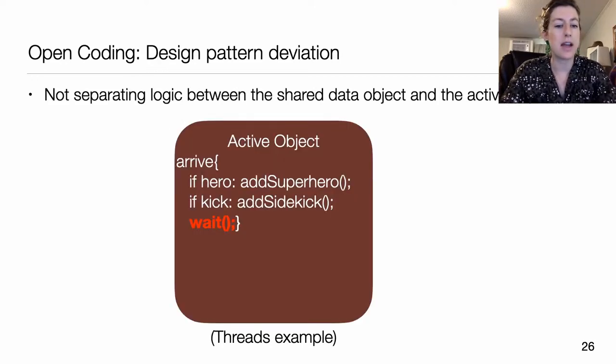At a slightly higher level of abstraction, students also deviated from the design patterns demonstrated in class by not separating the program logic between the shared data object and the active object. This example shows synchronization logic used within the active object class, which should not be responsible for the access control of the shared data.